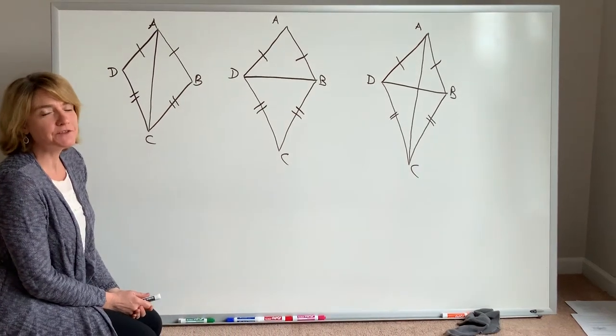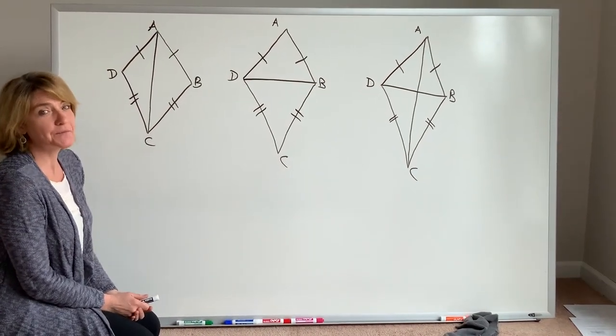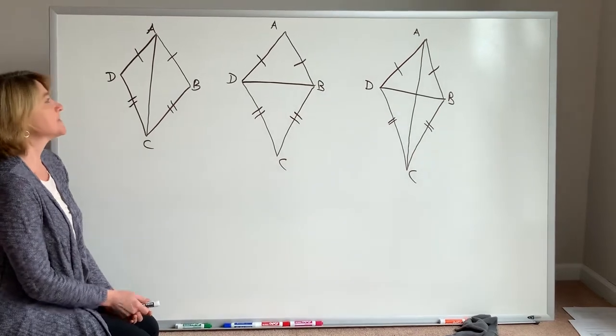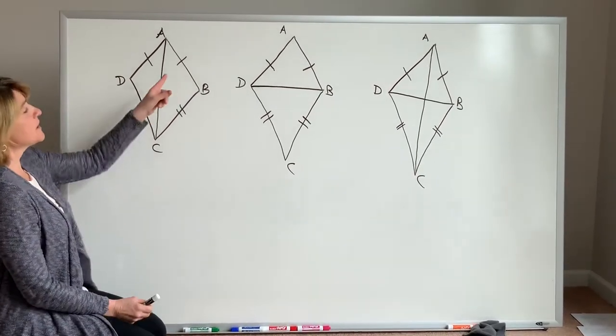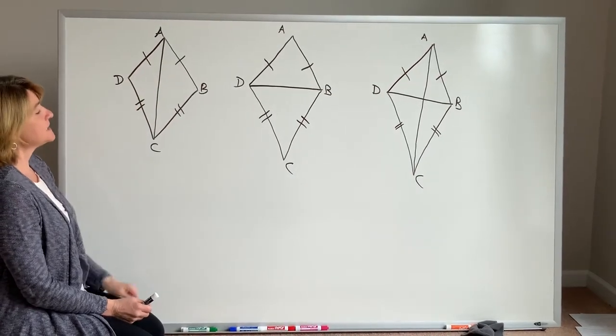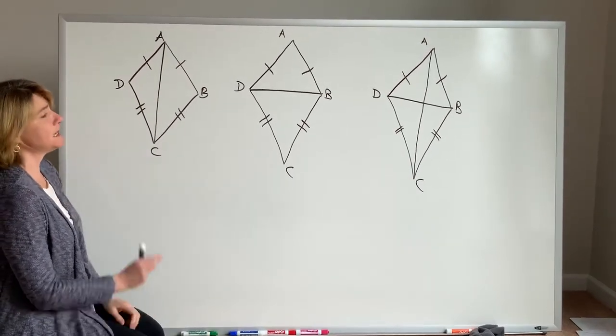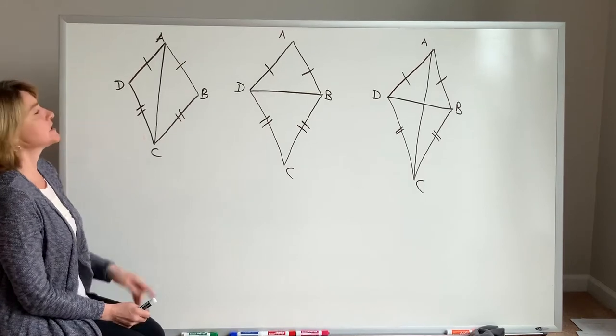So how many things were you able to figure out about a kite? And we'll see how many are on my list. Now, what I have up here is the same kite, A, B, C, D, with congruent sides AB and AD, and then BC and CD. And I've drawn this figure three different times.